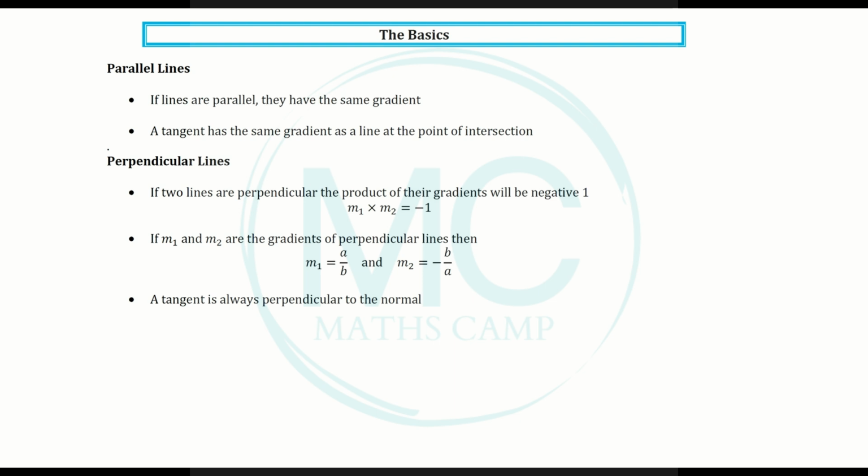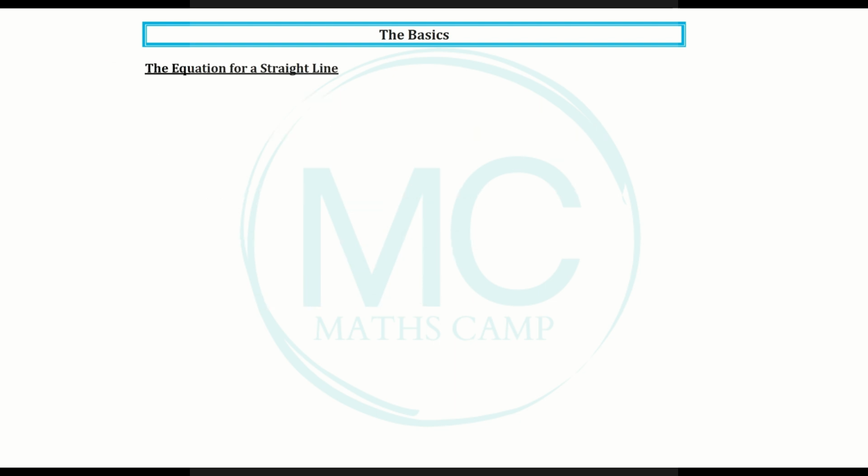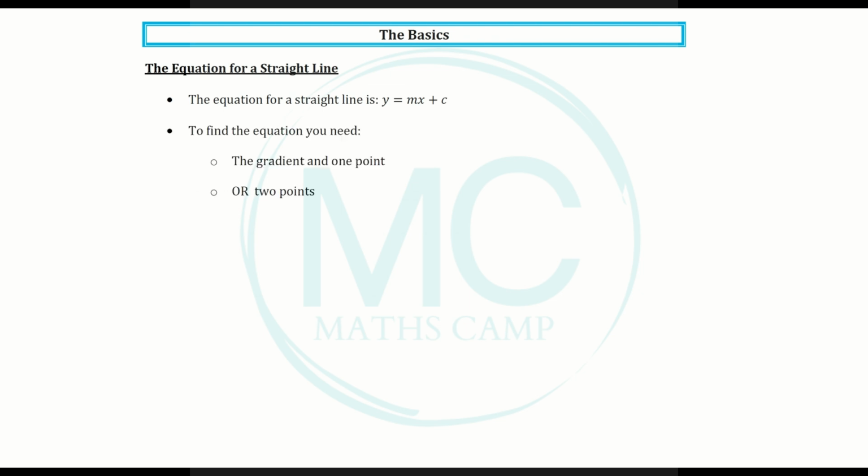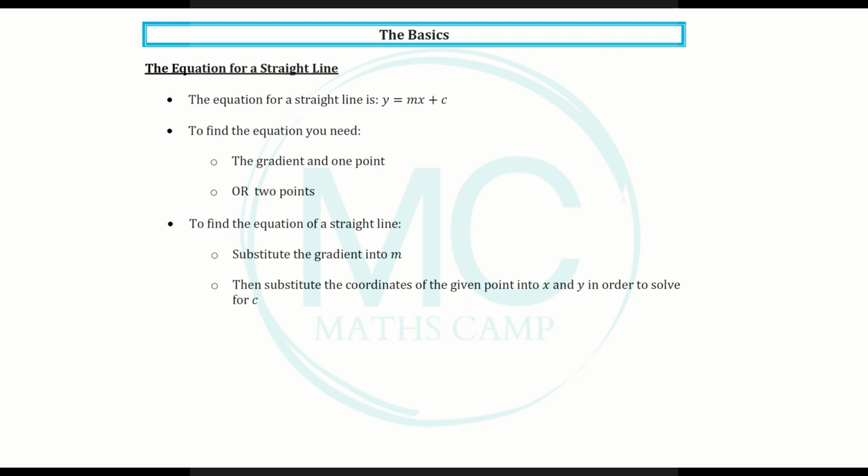Now let's look at the equation of a straight line. The equation of a straight line is always y is equal to mx plus c. To find the equation, you need the gradient and 1 point, or 2 points. If you don't have the gradient, you can use 2 points to find it. To find the equation of a straight line, we substitute the gradient into m. Then you substitute the coordinates of the given point into x and y in order to solve for c.